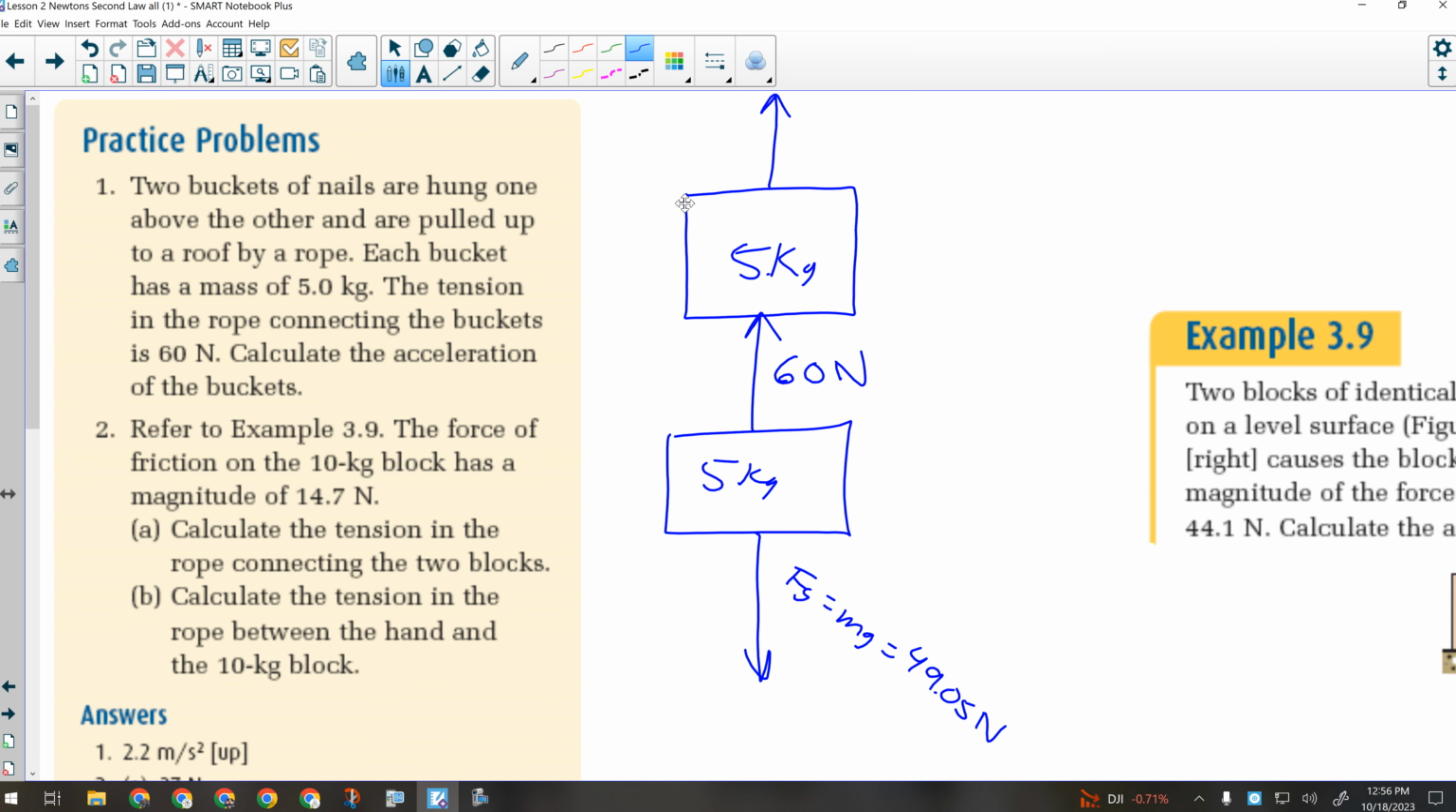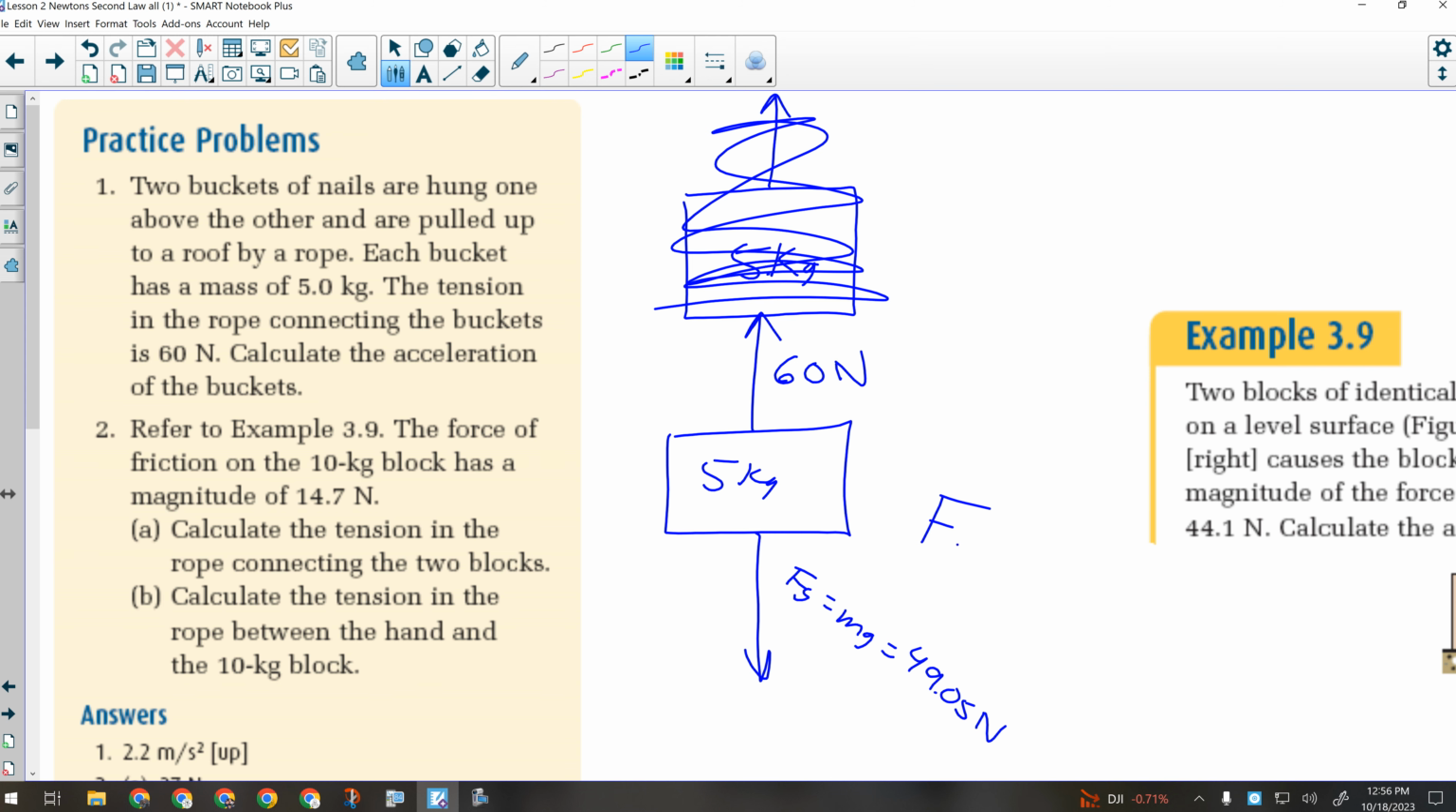Right? So, I want to find the acceleration of the buckets. Well, if I calculate the acceleration of this bucket, that's also the acceleration of that bucket and the bucket system. All of them. That's what I have to remember about a system. Any one part of it has the same acceleration as any other part of it. All right, so I'm going to forget about that bucket, and I'm just going to deal with this one. Can I calculate the net force on this bucket? Vector sum of all forces, right? 60 newtons up, 49.05 newtons down.